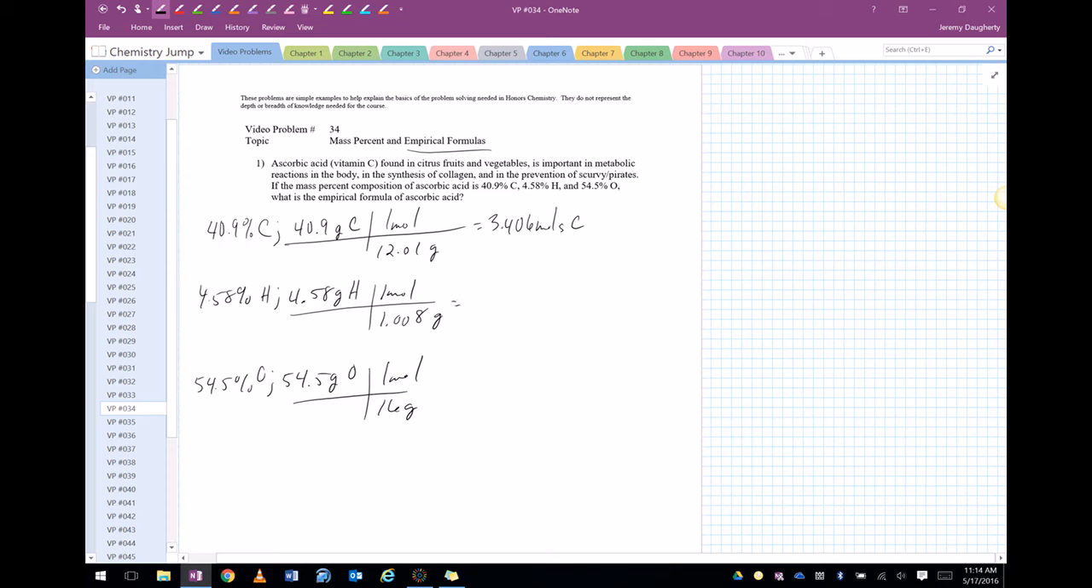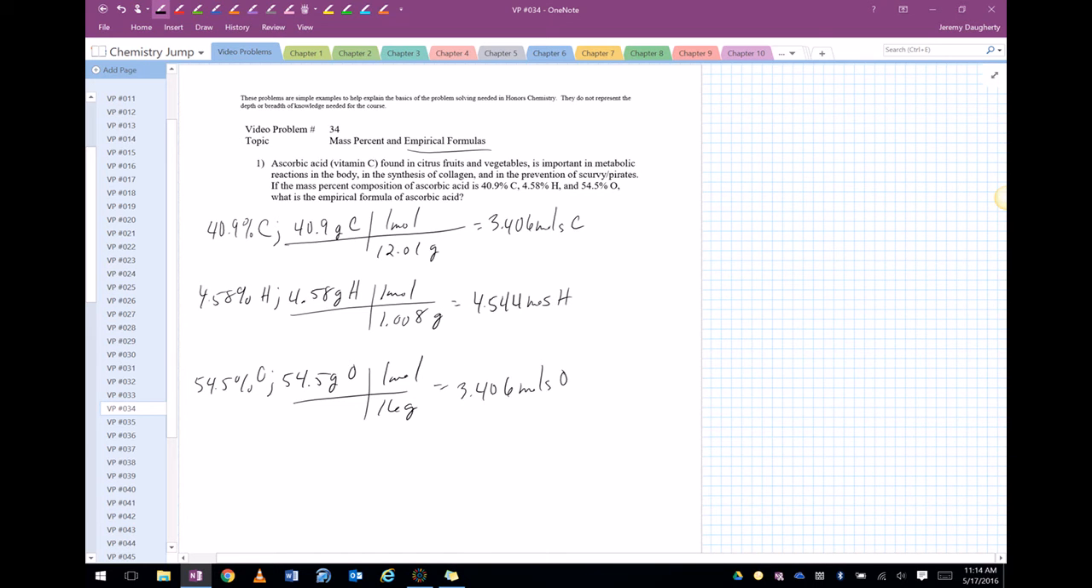What do we get here? Let's see, 4.58 divided by 1.008. We get 4.544. I see where this is going. Moles of hydrogen, and here we get, let's see, 54.5 divided by 16, and I get a value of 3.406. That's moles of oxygen.